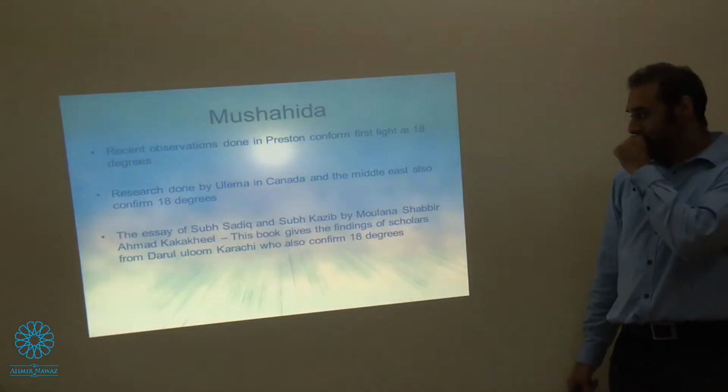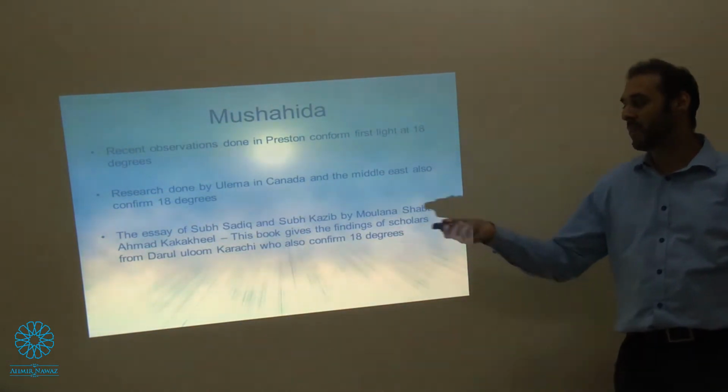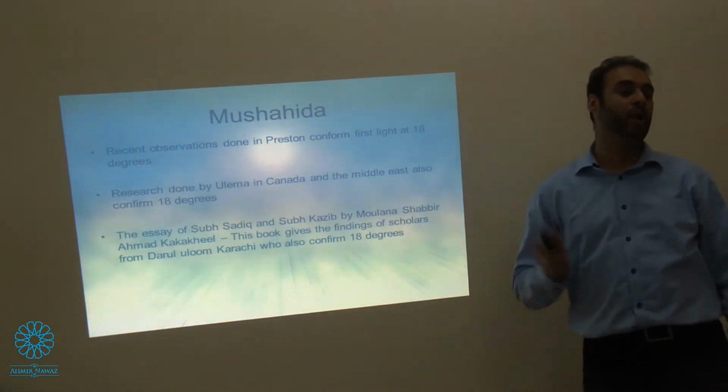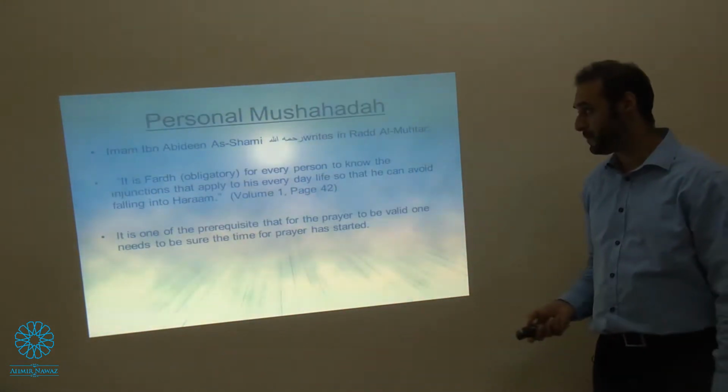Now, the book Subha Sadiq by Maulana Shabir Ahmad Kalakhil gives the findings of scholars again from Darul Uloom Karachi. This was also done in Karachi. Ulama in Karachi did observations, and their findings are recorded in this book, and again it was 18 degrees.